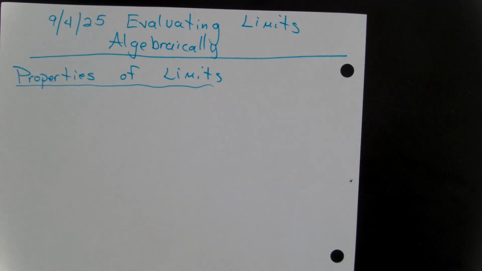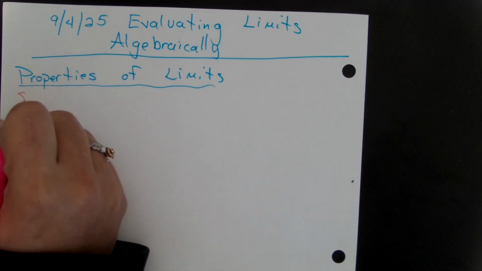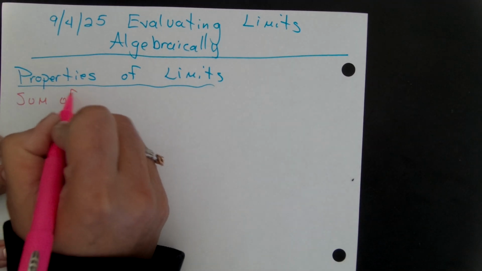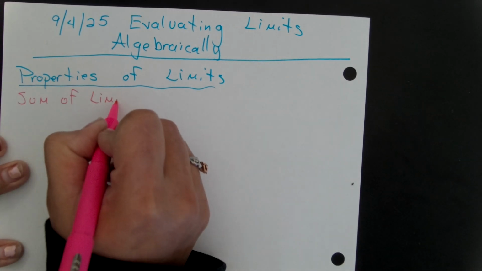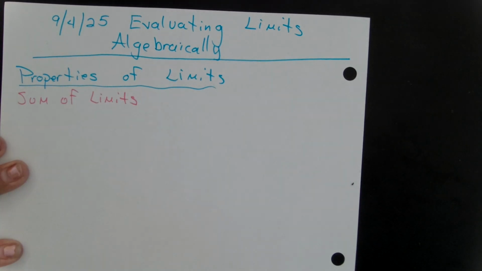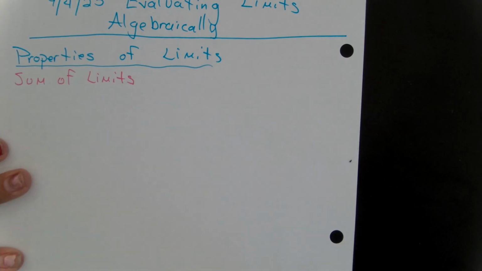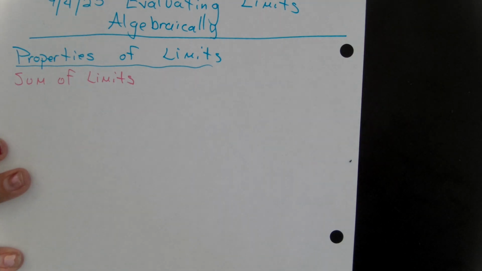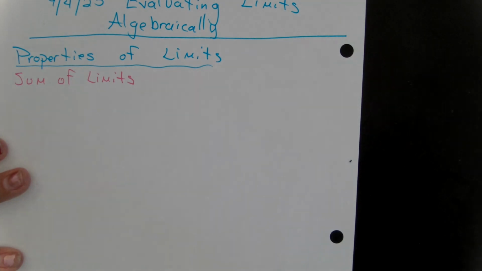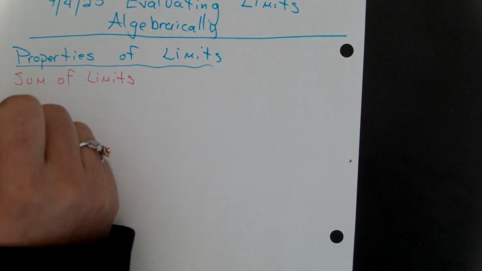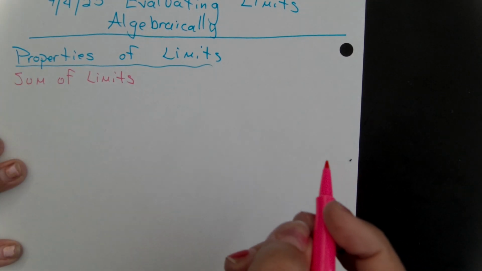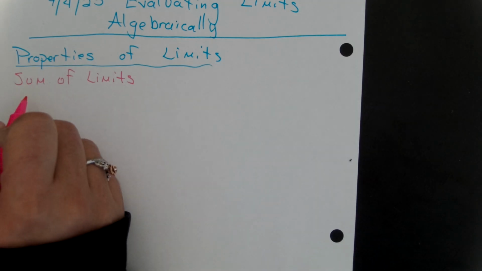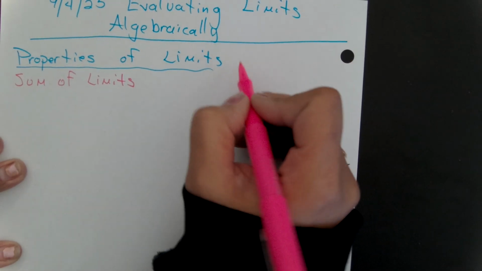Right, the first property we have is the sum of limits. Can you see that color? The sum of limits says, actually before I do that, we need some information.